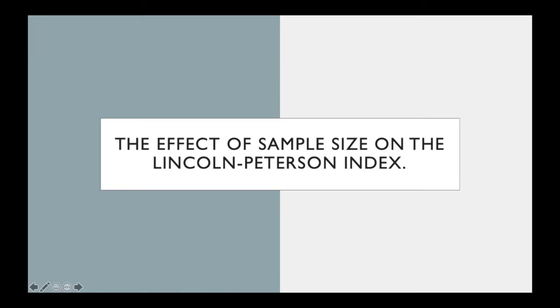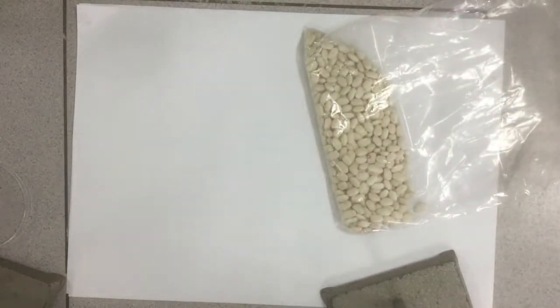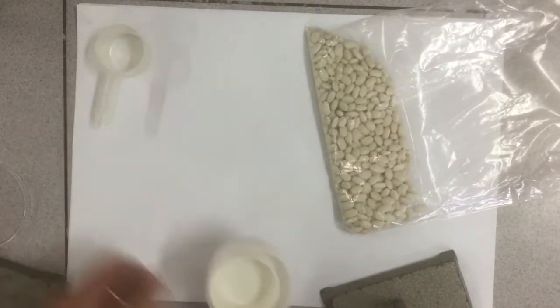This video will look at the effect of sample size on the accuracy of the Lincoln-Peterson index. This is the second video looking at the capture-mark-recapture process of estimating population size. This bag of beans represents the population that we wish to estimate the size of.